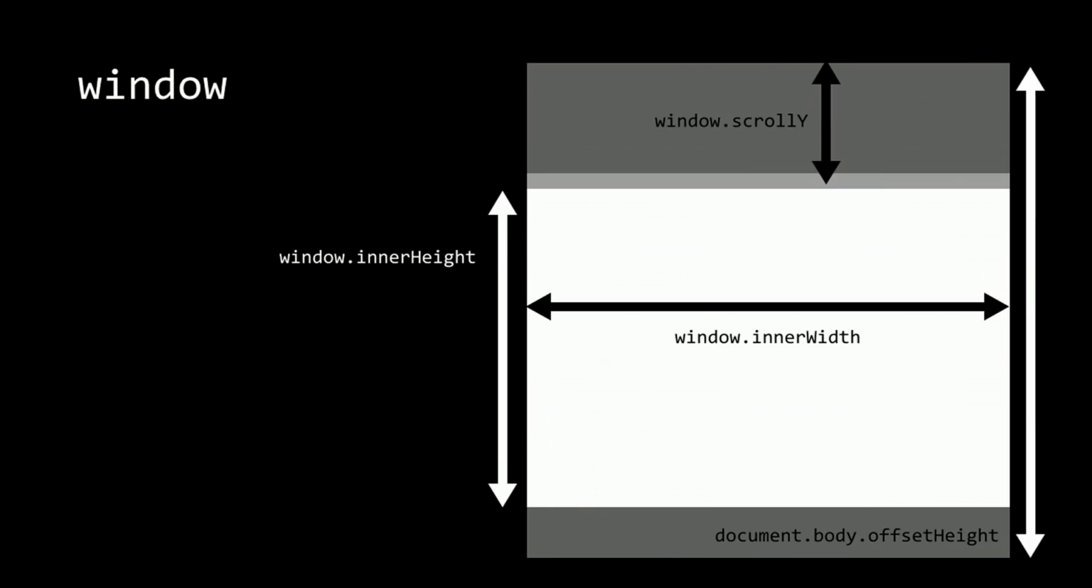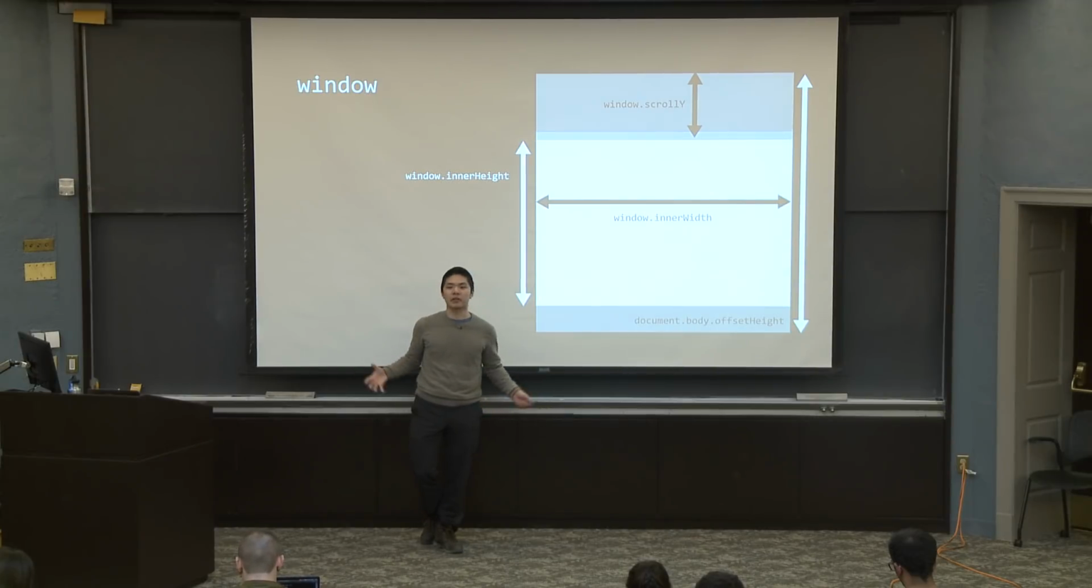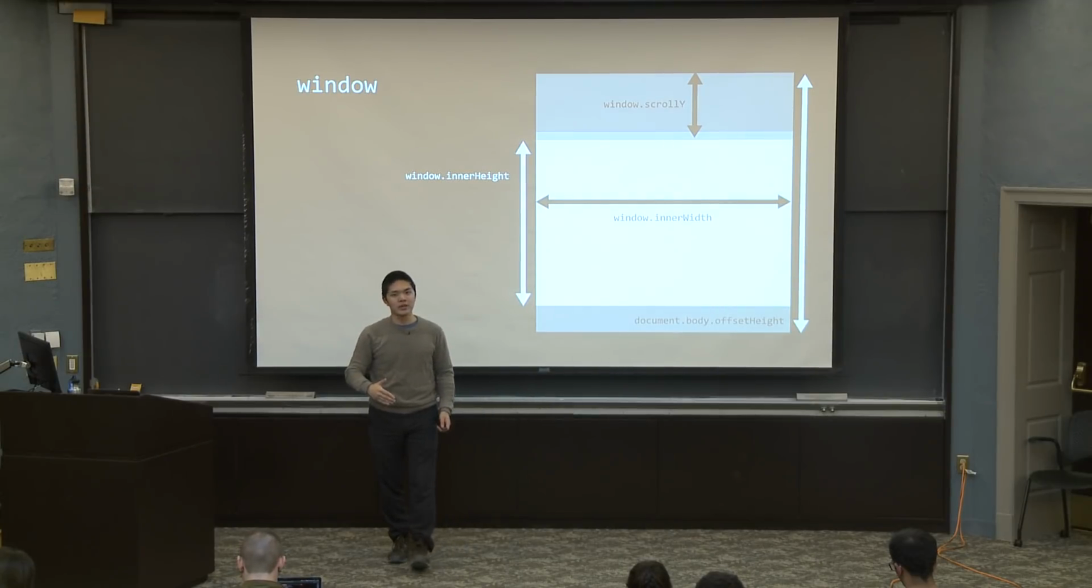And finally, one other value that might be interesting to know, document.body.offsetHeight just refers to the entire height of the document, not just the visible area, but from the top of the document to the bottom of the web document. How many pixels is it? How many pixels would you have to scroll to get all the way from the top to the bottom? So a couple of interesting values there.